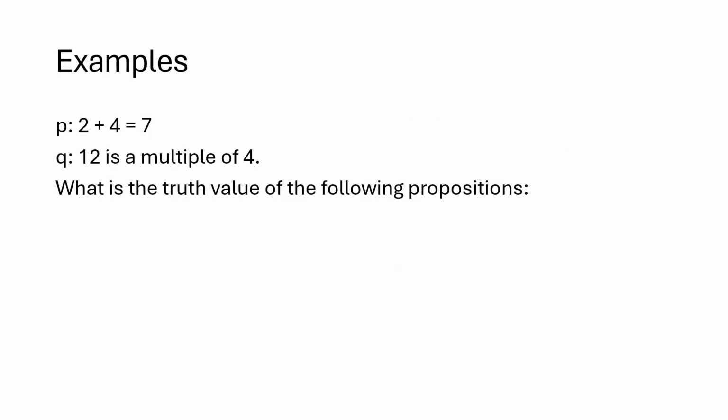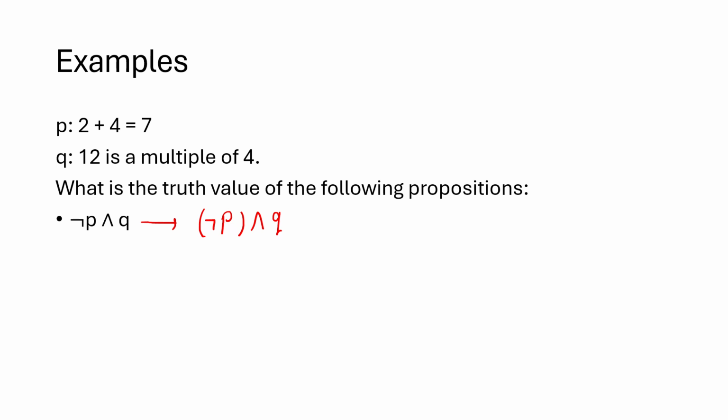Now here's an example. You have two propositions P and Q. P says 2 plus 4 equals 7. Q says 12 is a multiple of 4. So the first compound proposition that we want to evaluate is not P and Q. Now the first thing to note here is that when we write a proposition like this, the negation has precedence over conjunction, which means that this means (not P) and Q. In other words, the negation is only applied to P.